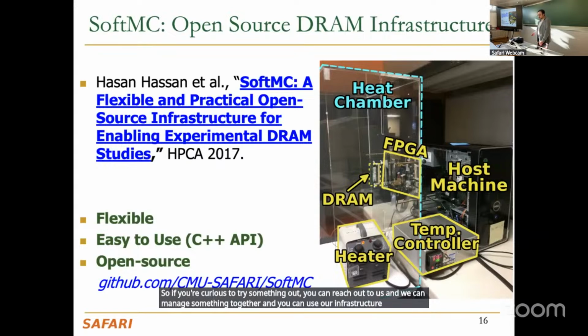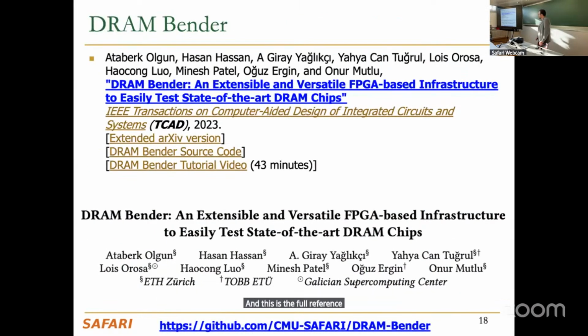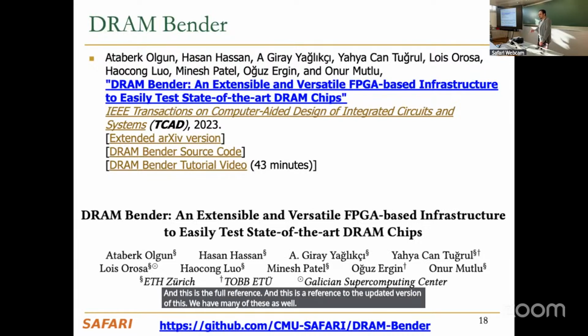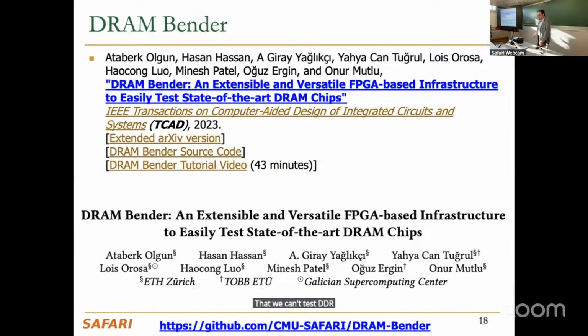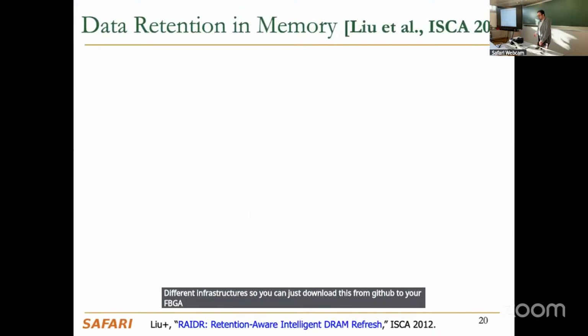So this is an infrastructure that's flexible, easy to use, and it's open source. And this is the full reference, and this is a reference to the updated version of this. We have many of these as well that we can test DDR4 DRAM modules in a really fine-grained way. So it supports a lot of different, well, 5 here, I guess it's more now, different infrastructures. So you can just download this from GitHub to your FPGA, and then you can run it.